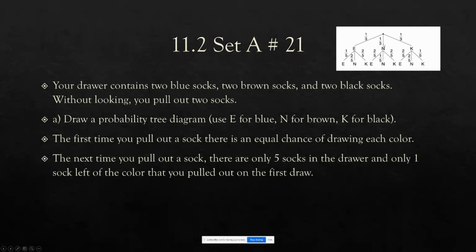If you drew out a brown one the first time, then there's a 2/5 chance that the next one's blue, because there's 2 blues left out of 5. There's a 1/5 chance that the next one is brown, because there's 1 brown left out of 5. And there's a 2/5 chance that the second one is black. If you pulled out a black the first time, there's a 2/5 chance that the next one is blue. There's a 2/5 chance that the next one is brown, and there's a 1/5 chance that the next one is black. Does that make sense so far?